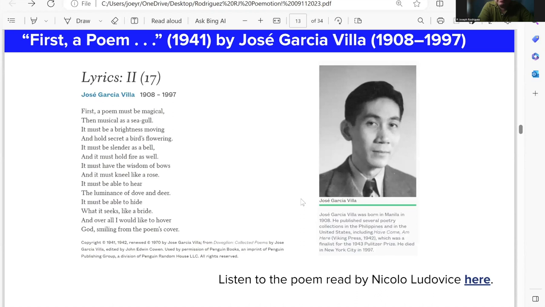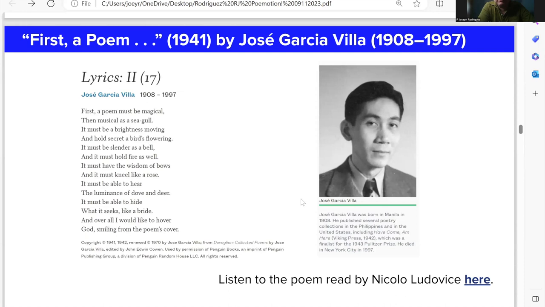Well, in this poem by García Villa, think about the senses, how significant they are in their description to this poem, the lyrics too. This poem first appeared in 1941, and my students respond in a very interactive way to this poem by identifying the senses, the five senses, or six or more, and they're able to describe how it works in the poem, what makes the poem come to life.